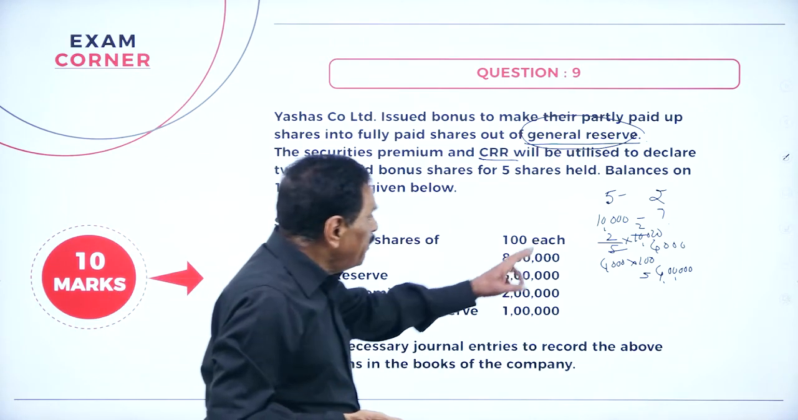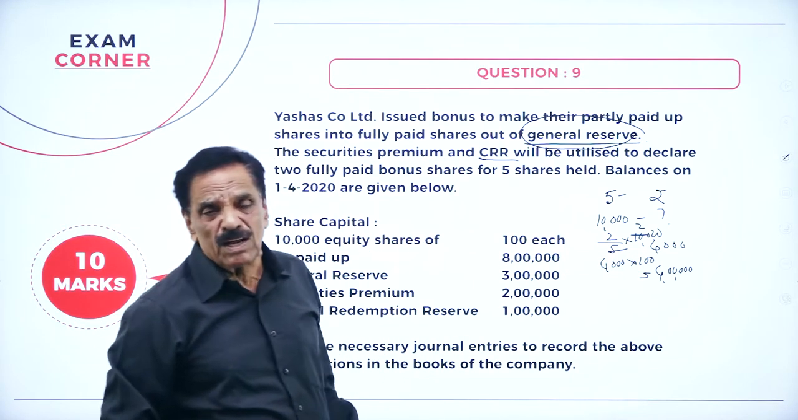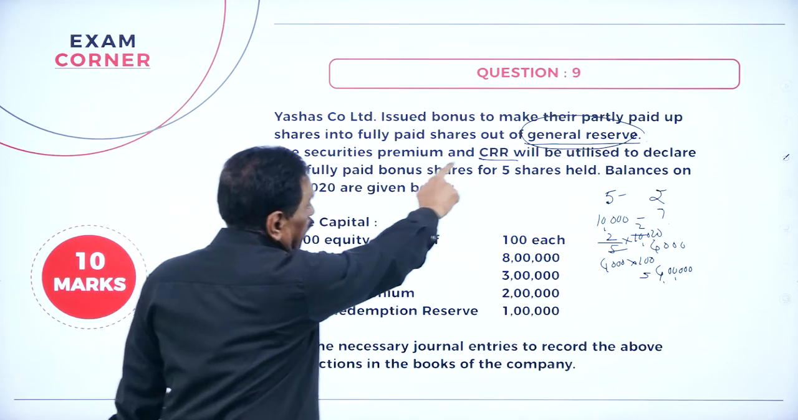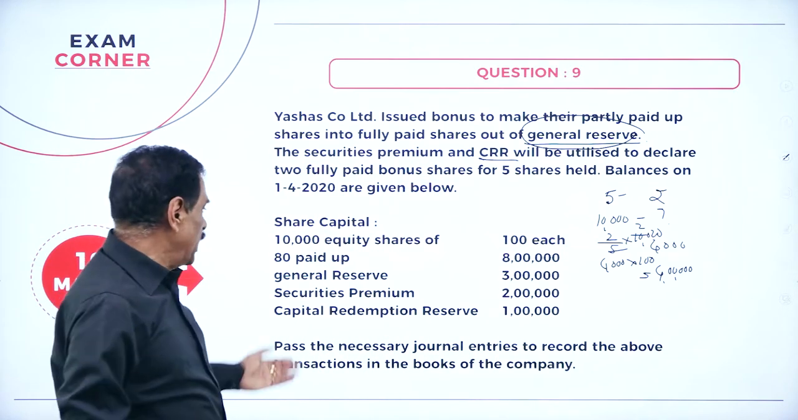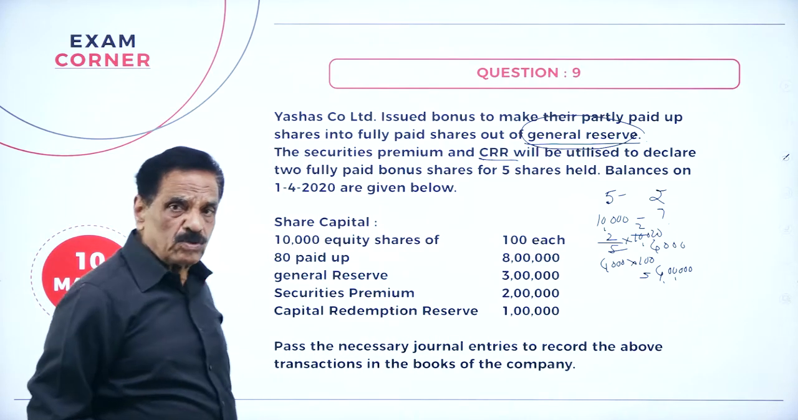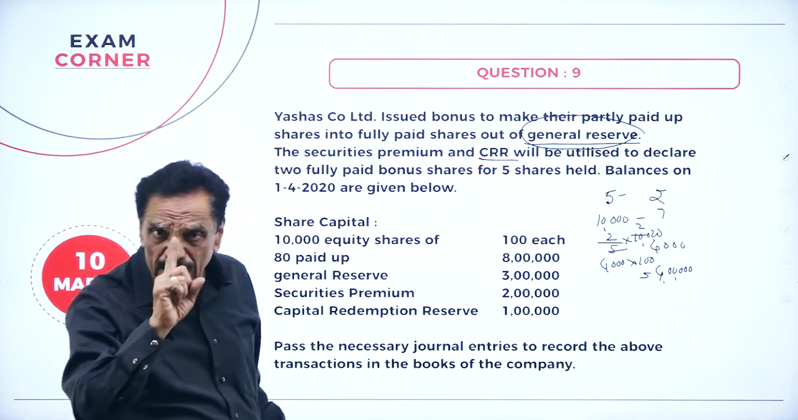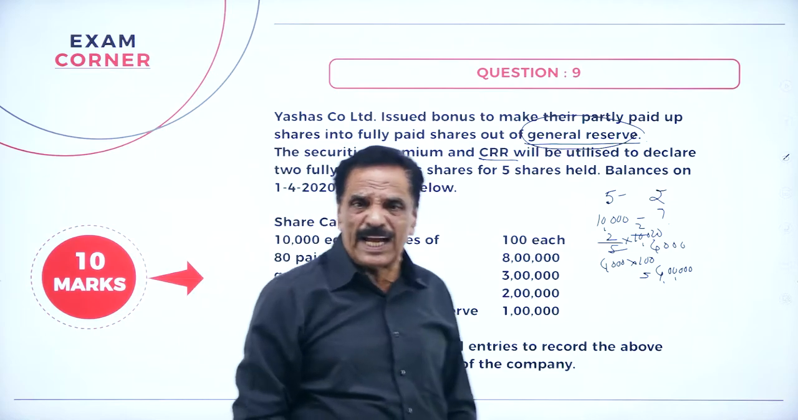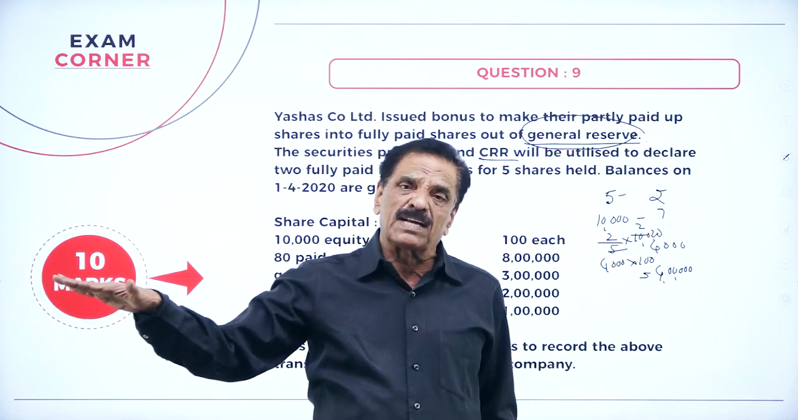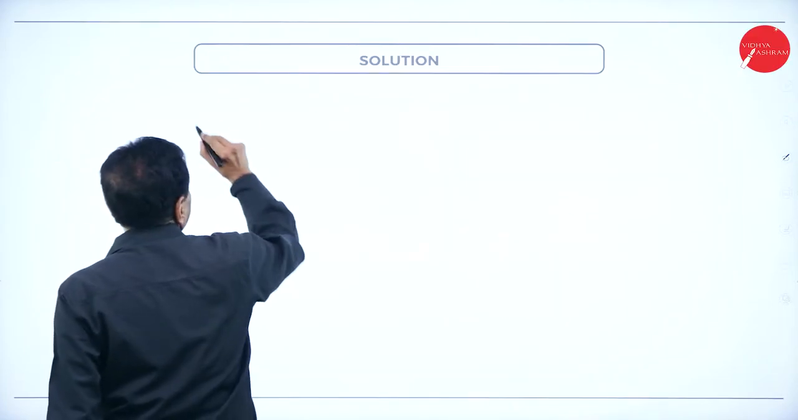Further issue: for every 5 shares, the company gives 2 shares. For 10,000 shares, they give 4,000 shares, so 4,000 into 100 is 4 lakh. Securities premium and CRR will be utilized, and the balance will be utilized from the general reserve. The entry: securities premium account debit 2 lakh, CRR account debit 1 lakh, general reserve account debit 1 lakh, to bonus to shareholder account 4 lakh. Then the last entry: bonus to shareholder account debit to equity share capital account. The 5 entries carry 5 marks. We'll go with the entries now, the journal entries.